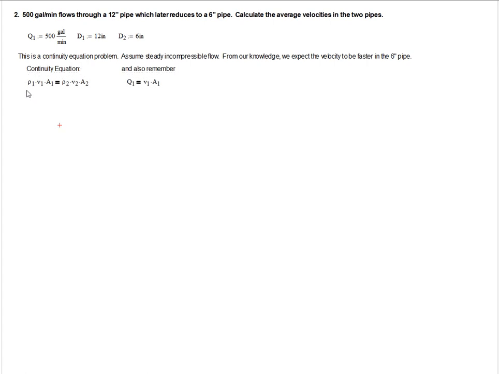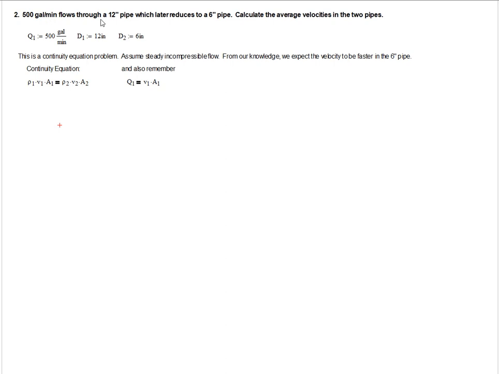for the mass flow rate, where the mass flow rate is equal to the density of the fluid times the linear velocity times the cross-sectional area. Also note that the product of the linear velocity times the cross-sectional area is equal to the volumetric flow rate. And the continuity equation says that for a steady incompressible flow, the mass flow rate at position 1 is going to equal the mass flow rate at position 2.